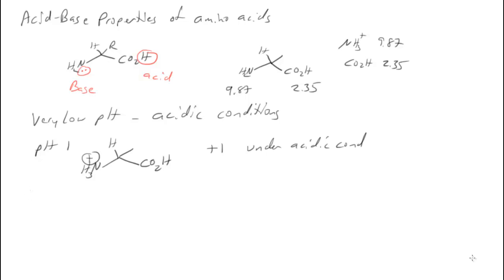Okay, let's look at very basic conditions. At a pH of 12, this one will be deprotonated, and this one will also be deprotonated. We're above the pKa of each of those, so both of those will be deprotonated. So at a pH of 12, what will it look like? So at a pH of 12, carboxylate is now deprotonated, my ammonium is deprotonated, and my overall charge is going to be -1. That's going to be under basic conditions.